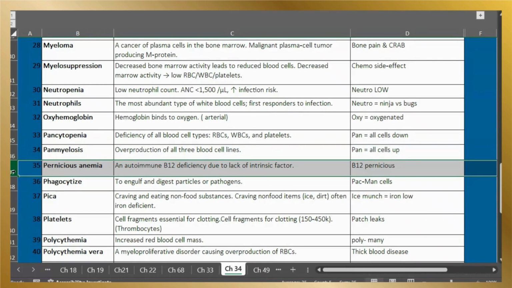Pernicious anemia. It's autoimmune B12 deficiency due to lack of intrinsic factor. So it's B12, pernicious. So it leads to anemia and neurological symptoms. So it causes neurological symptoms. So it's an autoimmune B12 deficiency.